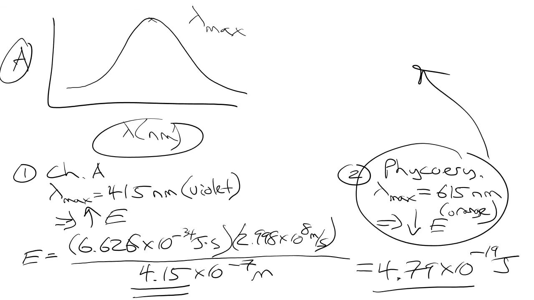If you replace the 4.15 times 10 to the minus 7th meters with 6.15 times 10 to the minus 7th meters here, well, you should get something that's lower in energy. It just kind of makes sense. And I'll let you do that one. The answer you should get for phycoerythrin is energy equals 3.23 times 10 to the minus 19th joules.